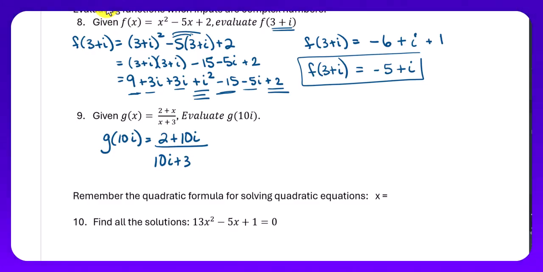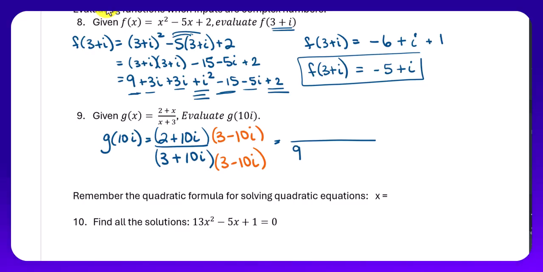Ugh, I can't cancel, right? You can't cancel, not unless it's all multiplication, and it's not. There's additions there. But I'm going to rearrange the order in the denominator here. It's going to be 3 plus 10i. Can't cancel. What I can do to clean this up for the simplifying piece is multiply by 3 minus 10i over 3 minus 10i, because it's the complex conjugate of the denominator.